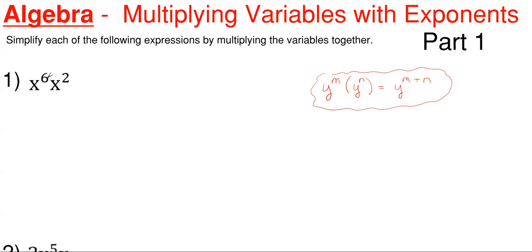So we have x to the power of 6 multiplied by x to the power of 2. Following this overall rule, our 6 would be our m, and our 2 would be our n. So we would have x to the power of our first one, which is 6, plus our second power, which is 2. And then we would simplify this further because x to the power of 6 plus 2 is essentially x to the 8th. Whenever you have two variables being multiplied together, you essentially just add all the powers together. So that would be our first one, x to the power of 8.